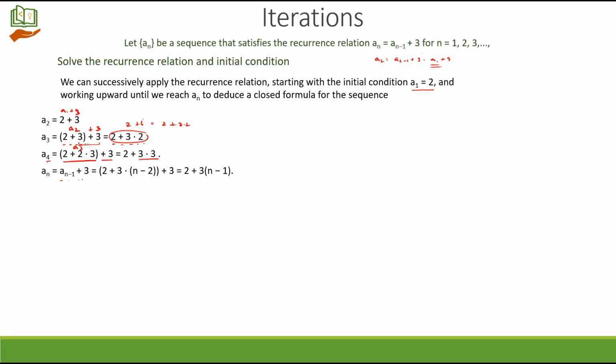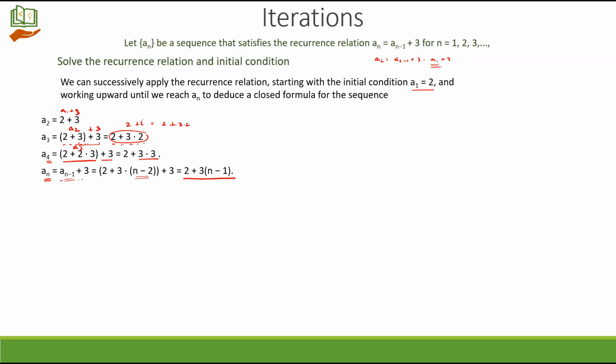Here you have A4, but how many times are you multiplying this 3? You are multiplying it 3 times. So when you have AN minus 1 here, how many times should you actually multiply? This one should be multiplied n minus 2 times. We are going to find AN. So we have to multiply 3 till n minus 1 times. So this is given by 2 plus 3 into n minus 1.